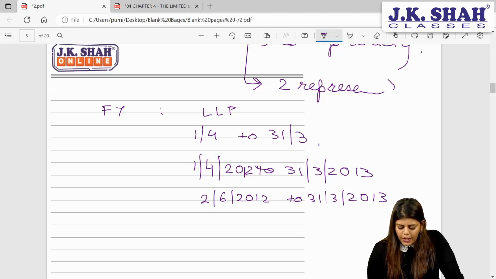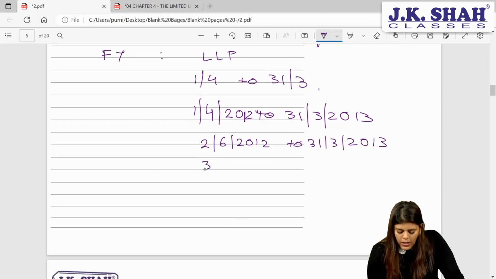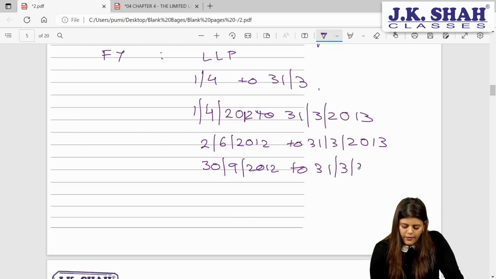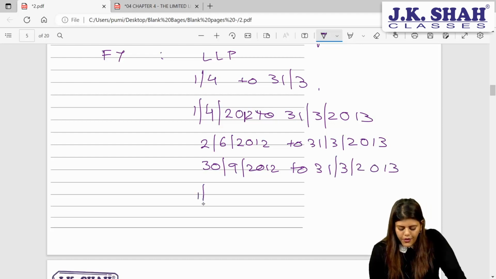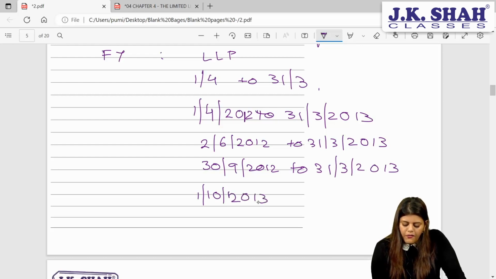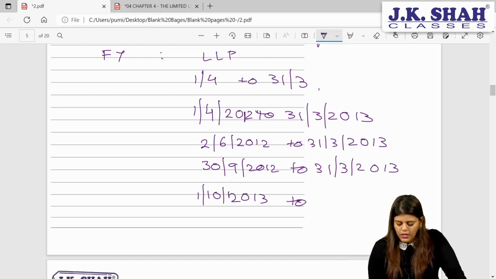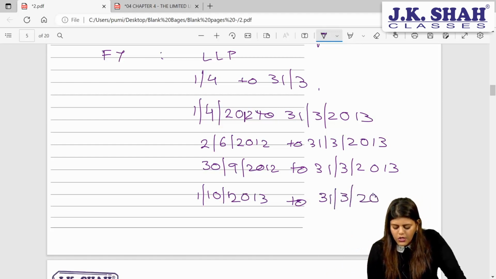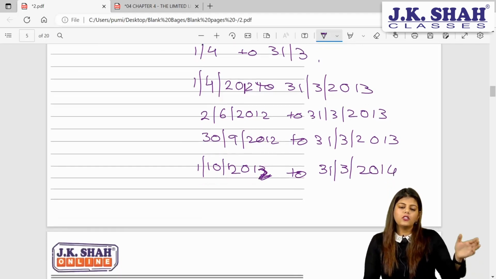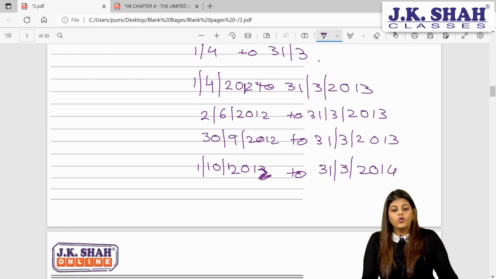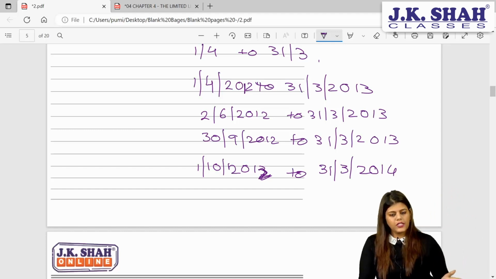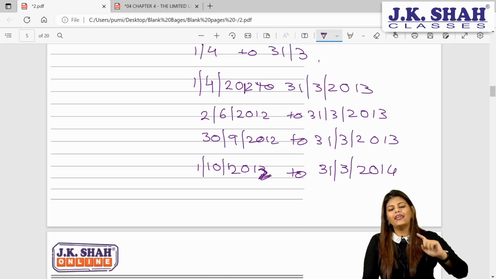If I am incorporated on 30th September 2012, it will be again 31st March 2013. But if my incorporation is after 30th September, that is 1st October onwards, then my financial year will end next to next year. That means here it will be 31st March 2014. Why? Because 1st October to 31st March 2013 is only 6 months, which they don't want. So till 30th September it is normal, and 1st October onwards, it will end next to next year.